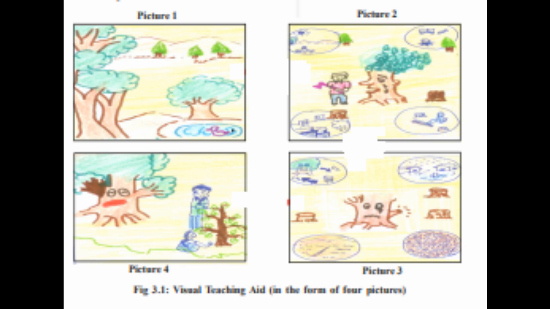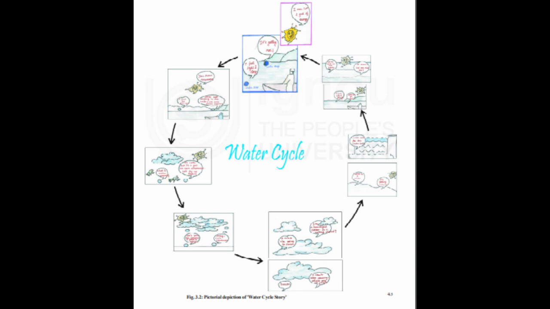Example 1. Visual teaching aid in raising awareness about an environmental issue, deforestation. Fig 3.1. Visual teaching aid in the form of 4 pictures. Look at the screen. Reference: Deforestation, Causes and Effects in Chapter 17, Forests, Our Lifeline, of Subject Science, Class 7. For teaching topic Deforestation, Causes and Effects, the science teacher prepares a visual teaching aid consisting of 4 pictures.